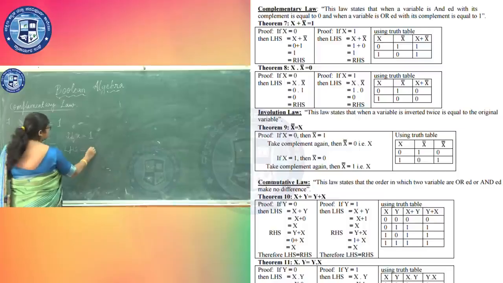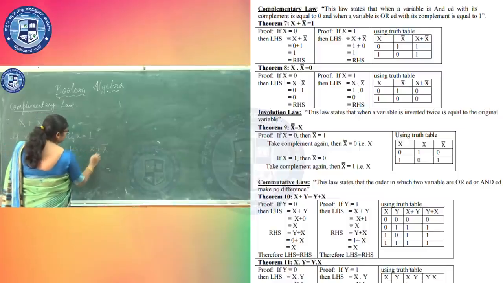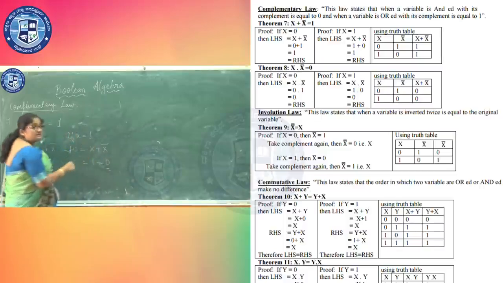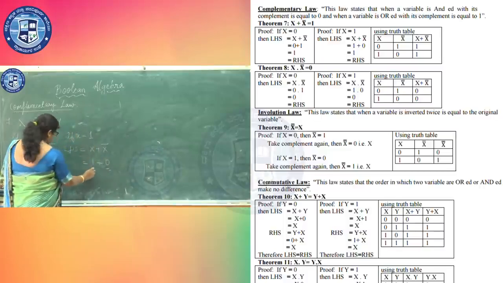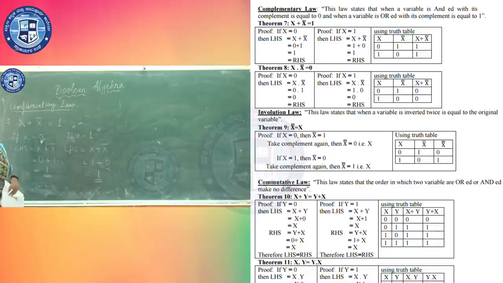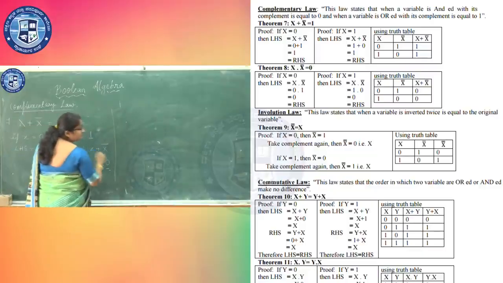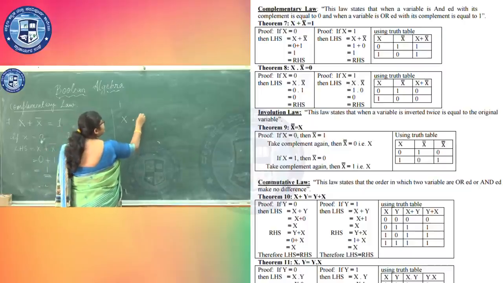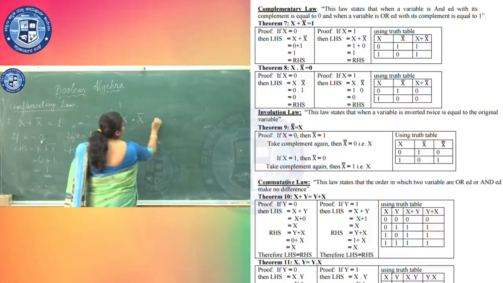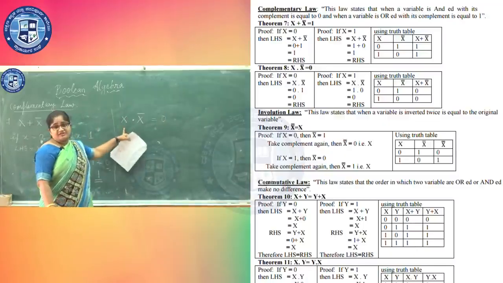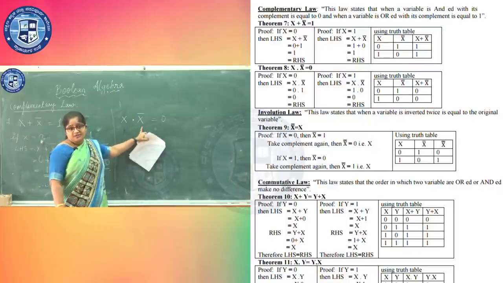Let us take the LHS, x plus x dash. The value of x is 1, plus x dash is 0, so it is 1 plus 0, which is again 1, and that is equal to the RHS. So this was the first complementary law. The next one is the variable ANDed with its complement, then the value will be 0. It says that the value will be 0 if the variable is ANDed with its own complement.